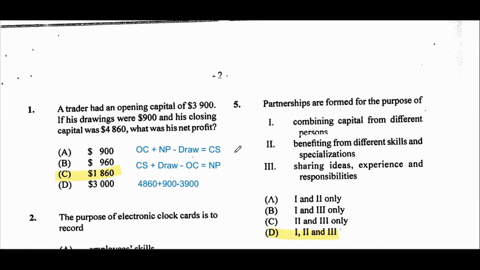Now, since we already have some figures there, we do have the opening capital, we do have the drawings, we do have the closing capital. We need to work out your net profit. So, to work out our net profit, it should be closing capital, add the drawings, less the opening capital to give us the net profit. Given the figures that we have, 4,860 plus $900 minus $3,900, the answer there should be C, 1860. Right, there we go, guys.